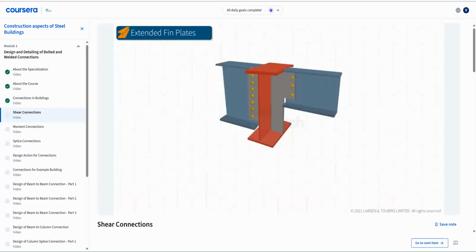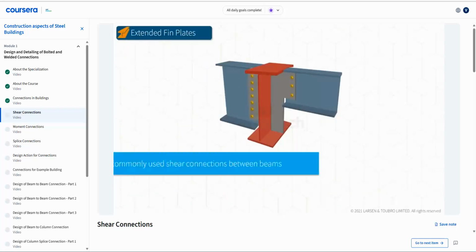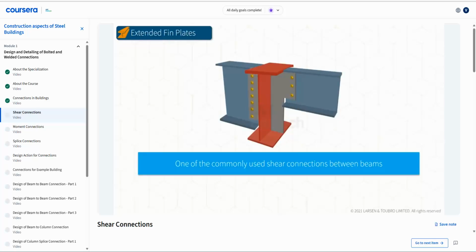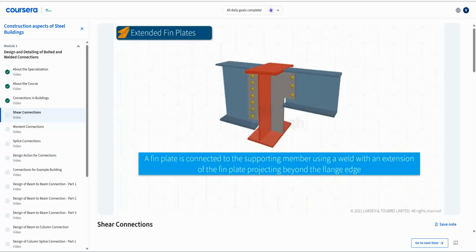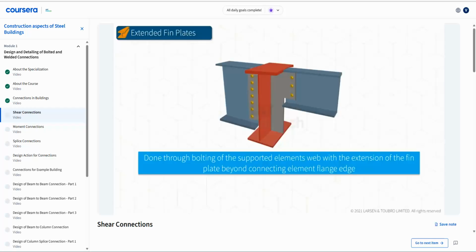Extended fin plate connections are one of the commonly used shear connections between beams. As we can see in this image, a fin plate is connected to the supporting member using a weld with an extension of the fin plate projecting beyond the flange edge. The connection of the supported element to the connecting element is done through bolting of the supported element's web with the extension of the fin plate beyond connecting element flange edge.